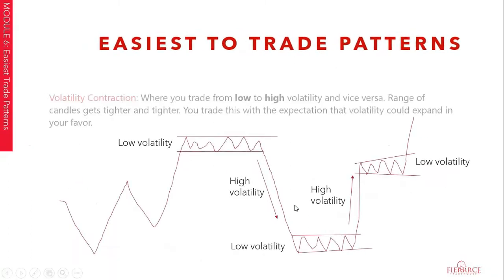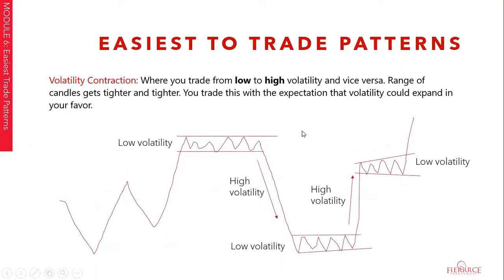So now something else that is also easy to trade, apart from the descending and ascending wedge patterns, because they show reversals, is something we call volatility contraction, okay? This is where you trade from a low to high volatility zone and vice versa. The range of candles gets tighter and tighter. You trade this with the expectation that volatility could expand in your favor.